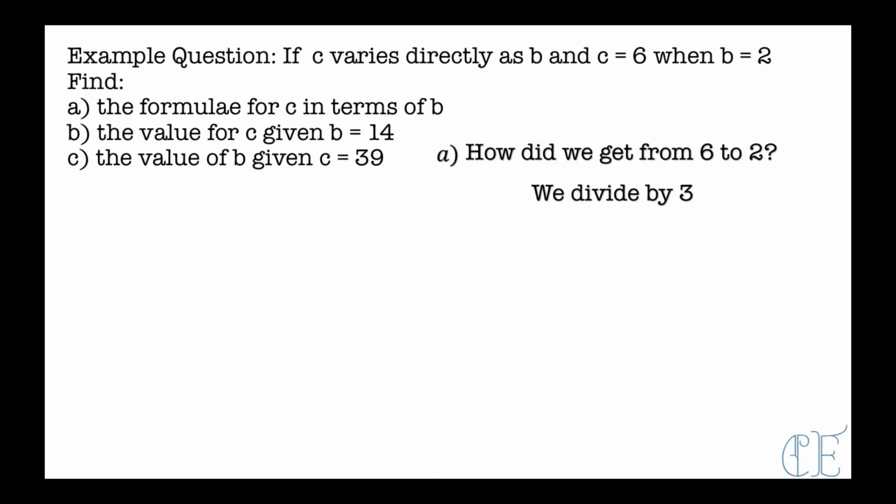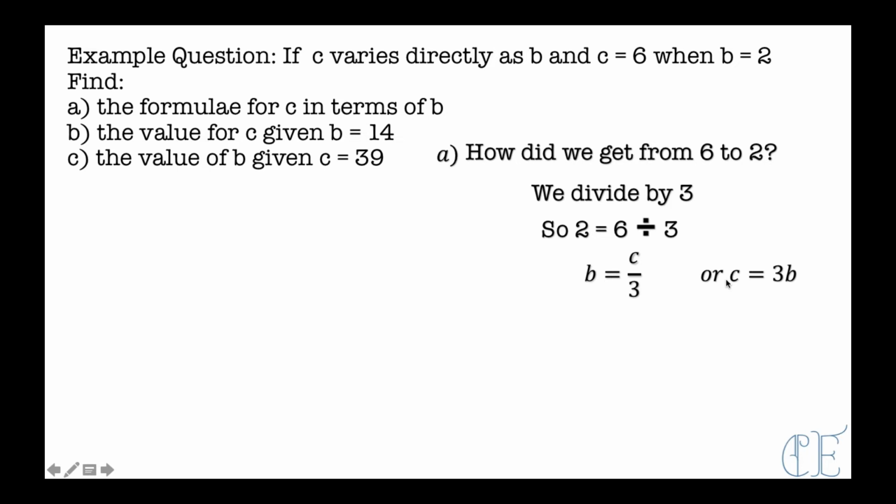So 6, which is c, divided by 3 gives us b, which is 2. So b equals 6 divided by 3, c divided by 3. So we can say that b equals c over 3. Now, let's just check the question, because the way I've done it here, it says the formula for c, which means I need c to be here. In which case, we can just write it the other way around.